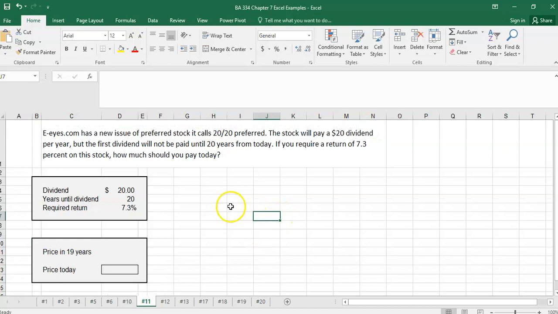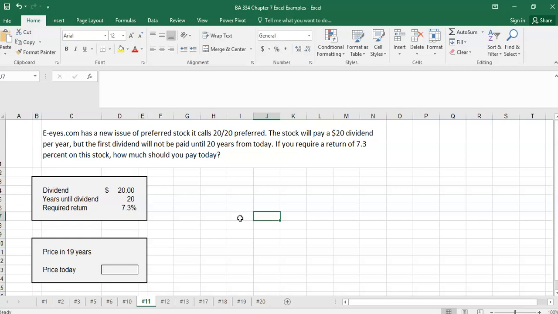The next example that we're going to look at has a stock that is going to pay a dividend in the future, but not until 20 years in the future. So we want to know how much we would pay today, given the fact that it's not going to pay a dividend for 20 years. When we have a stock that pays no dividends for 20 years, once it starts paying dividends, it will have the same dividends forever. We have to value the stock at the point that it starts paying dividends.